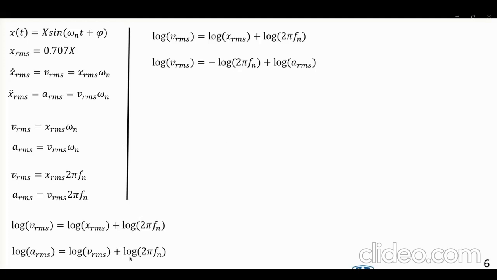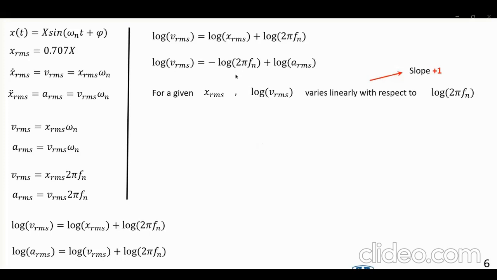So I've taken this log to the left side. So we have log of v equal to negative log of 2 pi fn plus, of course, log of arms. Now, if you look at the very top equation, if you gave me xRMS, I know the first term here.